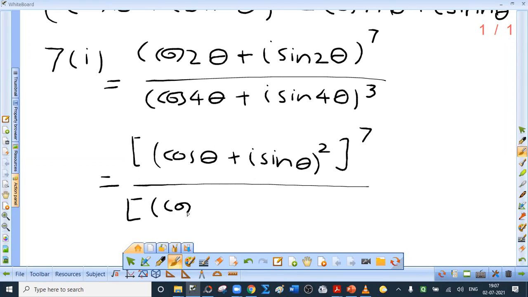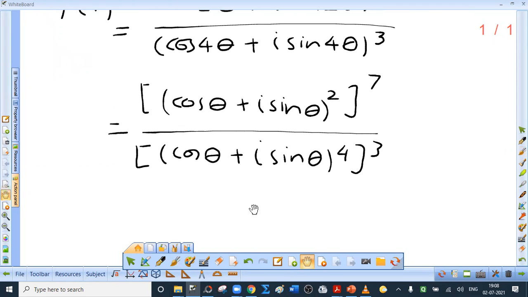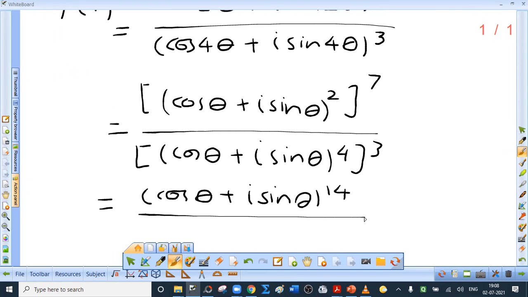Similarly, what about the denominator? It is (cos theta plus i sin theta) raised to 4, raised to 3. Why is this so? Because raised to 4 is for cos 4 theta plus i sin 4 theta, and its index is 3. Next step, laws of indices. So this is cos theta plus i sin theta. I'm talking about the numerator. (a to the m) to the n is a to the mn. So raised to 14. What about the denominator? Cos theta plus i sin theta raised to 12.